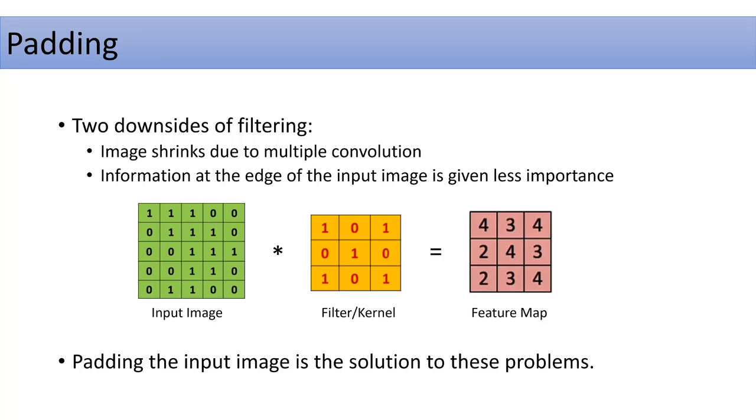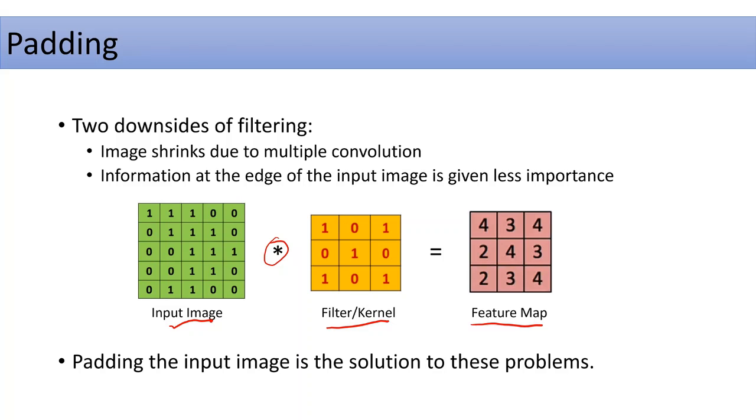We'll now move to the next part of convolution, that is padding. There are two downsides to the filtering process. The first one is that the image shrinks due to multiple convolutions. We have our input image and the filter image, and we take the convolution of it to get a feature map. This is just the first convolution.